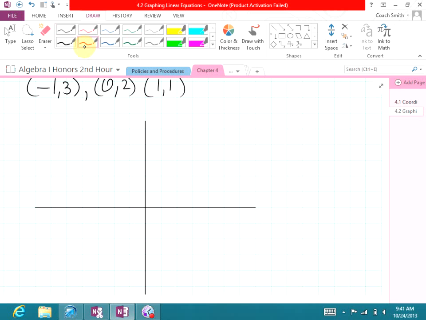Now, -1 and 3. Here's -1, and we go up 3. 1, 2, 3. So there is -1 and 3. Now we're going to do 0 and 2. Well, 0 and 2, here's 0, so I go over 1, 2. So that is 0 and 2. And then the last point is 1 and 1.